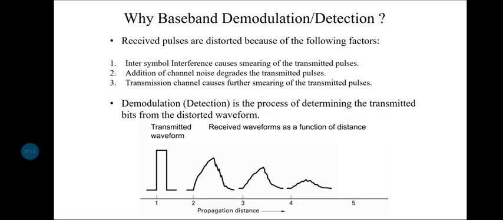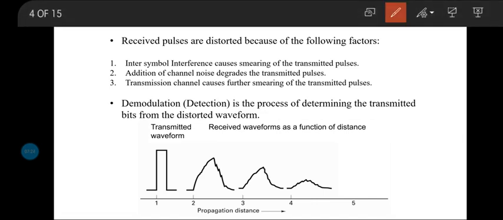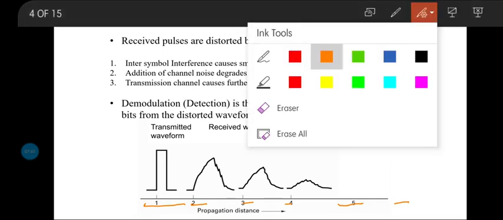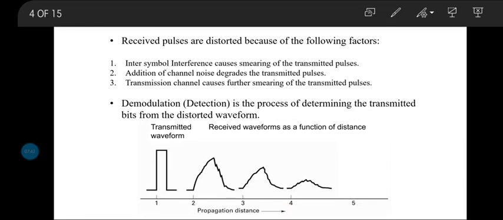Demodulation and detection, we make use of these two terms interchangeably, which means almost the same process of getting back the original waveform. It is the process of determining the transmitted bits from the distorted bits. Now you can see here at a propagation distance, the transmitted waveform is a pulse wave. As it moves through 2, 3, 4 and travels to 5, 6 and so on, you can see the strength of the signal or the pulse is changing its shape and it is getting spread across the region.